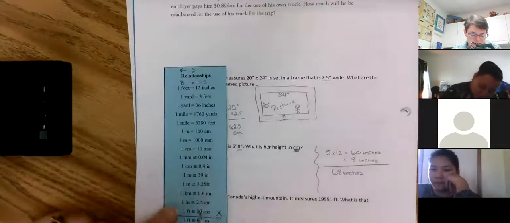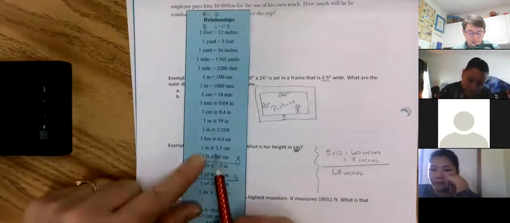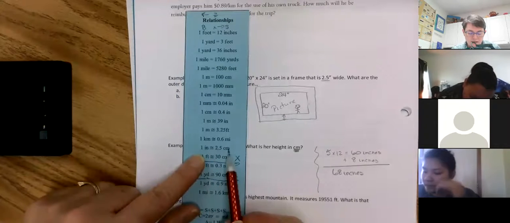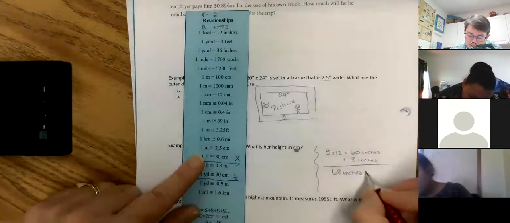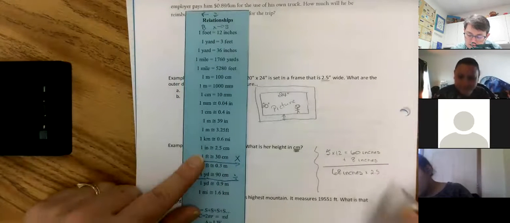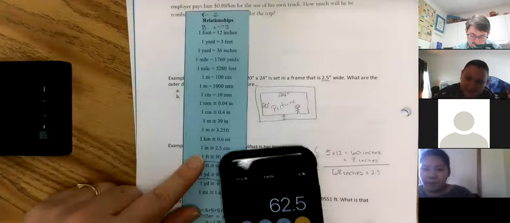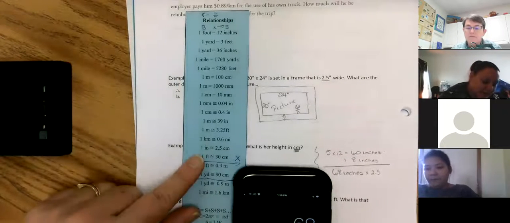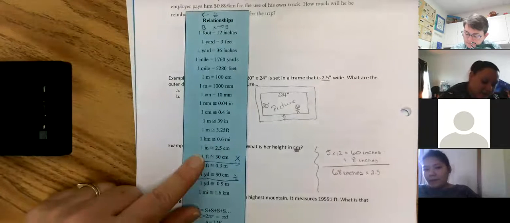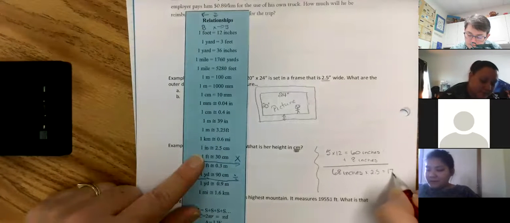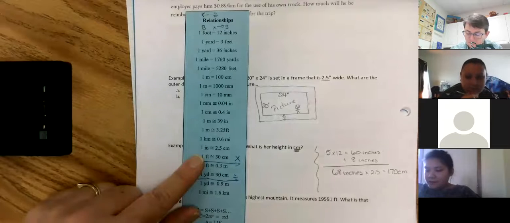So 68 inches. Now, if I want to go from inches to centimeters, here it is in order. So all I'm going to do is multiply by 2.5. Nope, you can't see that. Is 170 centimeters.